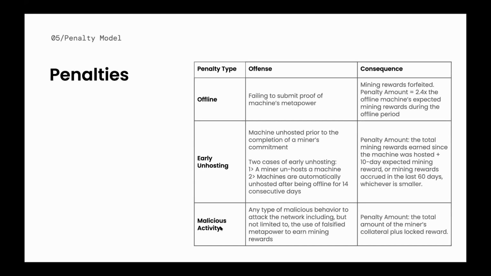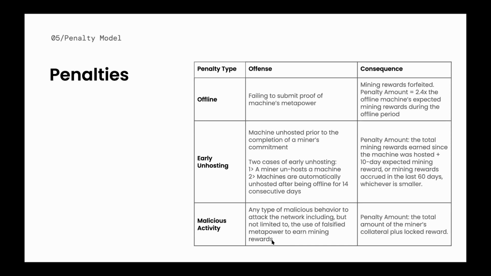The last one, which no one expected to happen, but unfortunately we already see such activities in our domain A. But in Huggins, this will not happen anymore. We call it malicious activity: any type of malicious behavior to attack the network. This is about hackers, or malicious nodes, including but not limited to the use of falsified mining power to earn mining rewards.